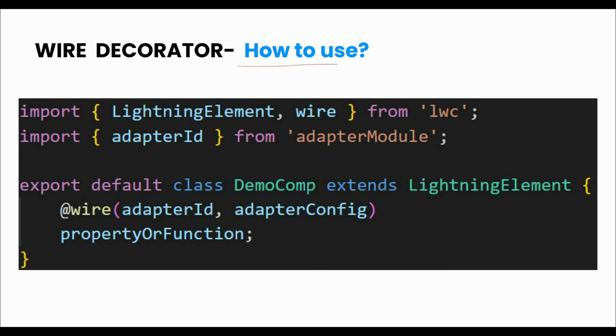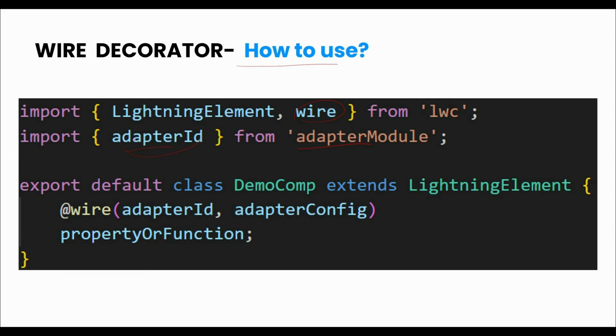So if we talk about the first step to use the Wire Decorator, then that would be importing the decorator method from the LWC module. I mean, if you want to use any decorator in LWC, then first we have to import it from the LWC module. So if you want to use the Wire Decorator, then first we have to import it from the LWC module like this. And then as a next step, we have to import the adapter ID from the adapter module.